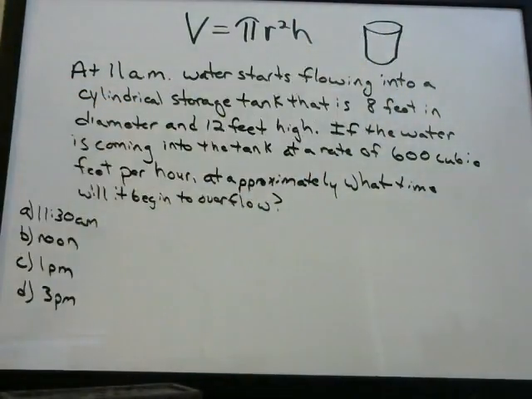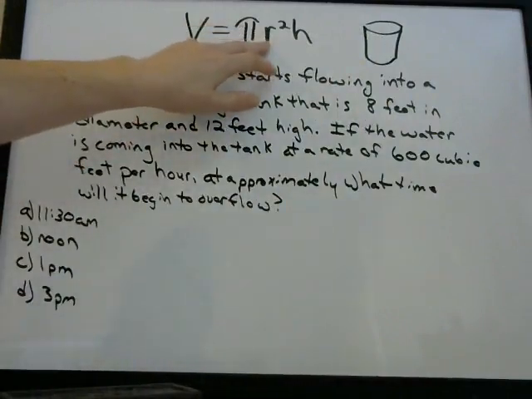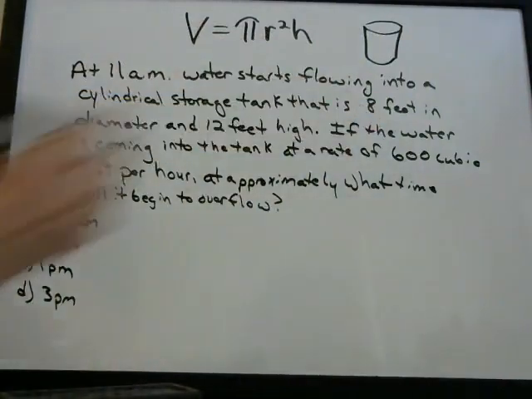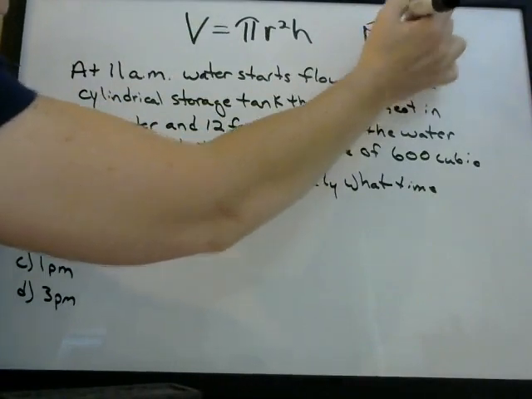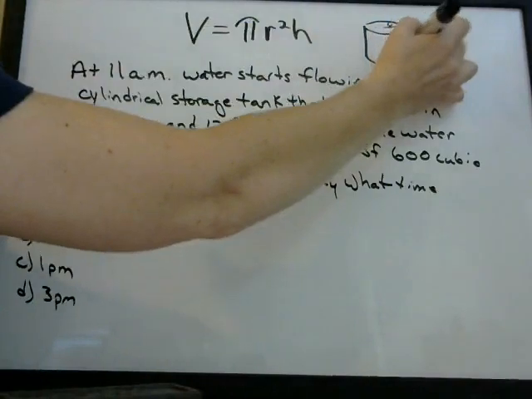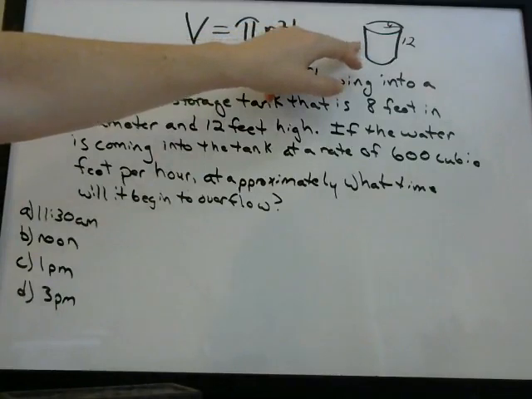So 8 feet in diameter. But again, we don't want the diameter. Our formula calls for the radius. So if the diameter is 8 feet, what's the radius? It's half of that. Again, if you don't know that, you need to watch the videos on Facebook about circles. So the radius is 4, and it's 12 feet high. So if the water's coming into the tank at 600 cubic feet per hour, what approximate time will it begin to overflow? So if this is our cylinder storage tank, what is the volume of this?